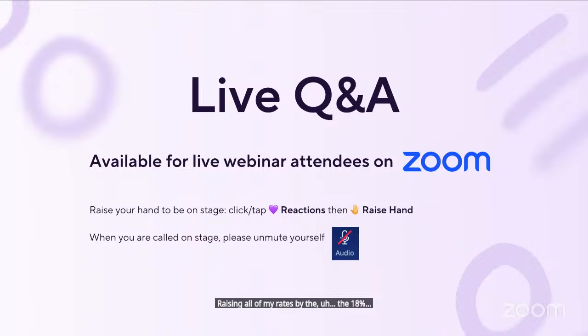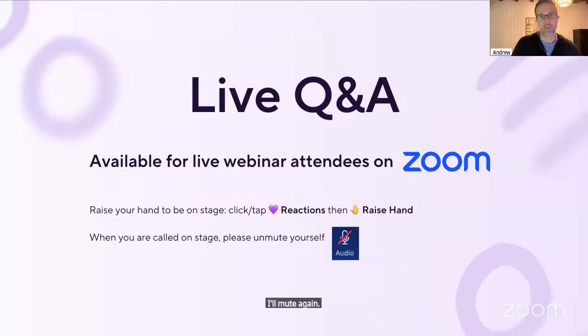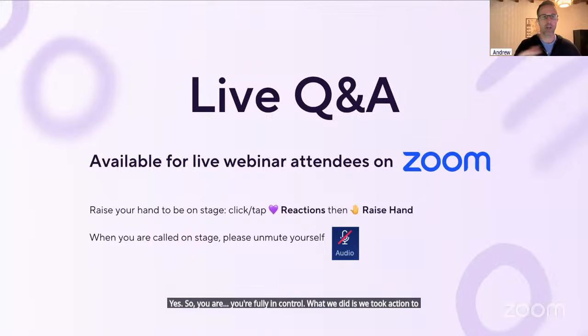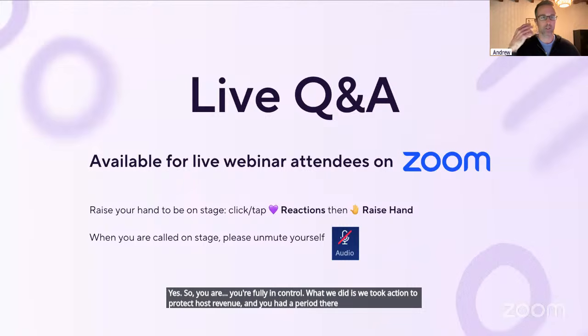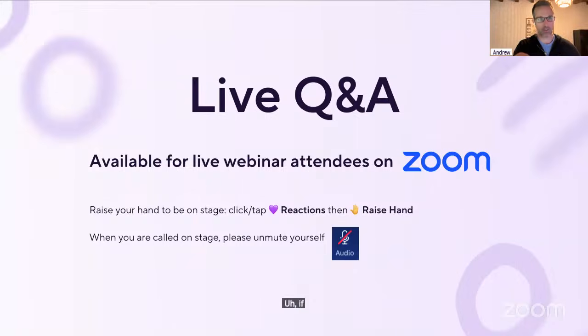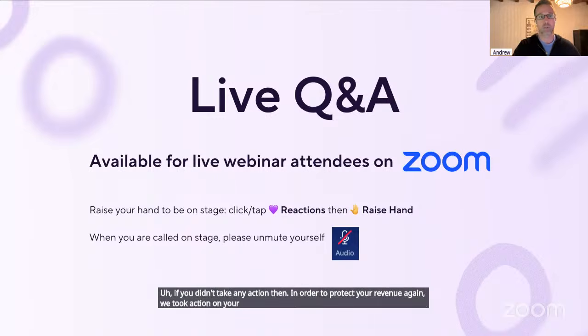If that question makes sense, I'll mute again. Yes. So you're fully in control. What we did is we took action to protect host revenue, and you had a period there where we were showing this migration tool where you could see what we were going to do, and you could overrule us then. If you didn't take any action then, in order to protect your revenue again, we took action on your behalf. But now you have control again.